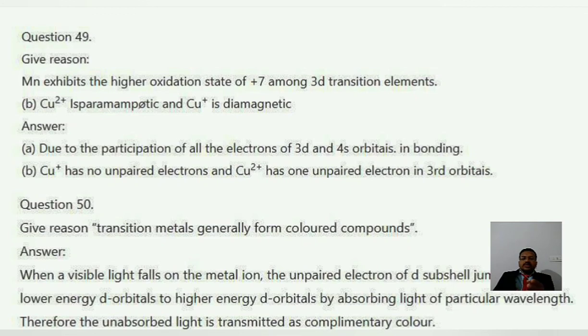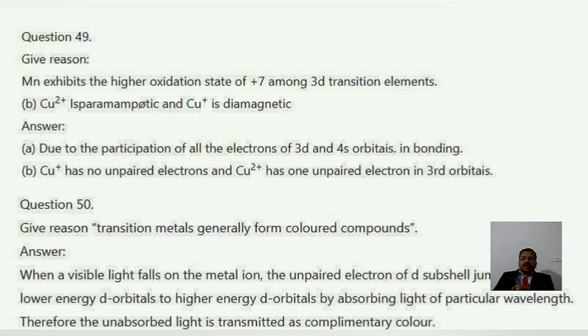The second question is Cu2 plus is paramagnetic while Cu plus is diamagnetic. So we already discussed in the coordination compound chapter, the paramagnetic behavior is the resultant of unpaired electron, and diamagnetic character is the resultant of paired electron. Cu2 plus is paramagnetic and Cu plus is diamagnetic. So whenever you see such a question, you have to write the electronic configuration, and you can see that in Cu2 plus there is one unpaired electron, and that is responsible for paramagnetic character. But on the other hand, in Cu plus there are no unpaired electrons, and that is why it is diamagnetic.